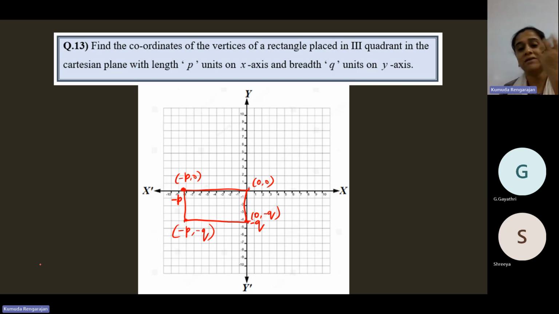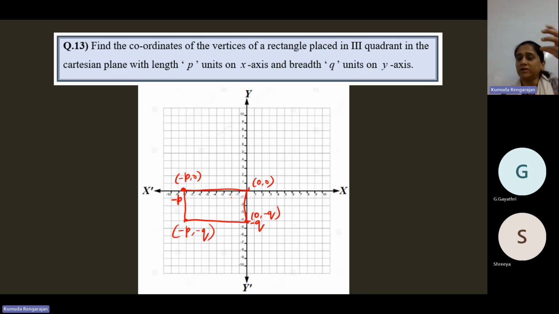Yeah, but just imagine a different rectangle. Will you be able to find the coordinates? Yeah, tell me how. It's given that the length lies on the x-axis, breadth lies on the y-axis. Right? So if the length has to lie on the x-axis and the breadth on the y-axis, then it has to be like this. Otherwise, in your imagination, the length will be on the x-axis, but the breadth will not be on the y-axis.